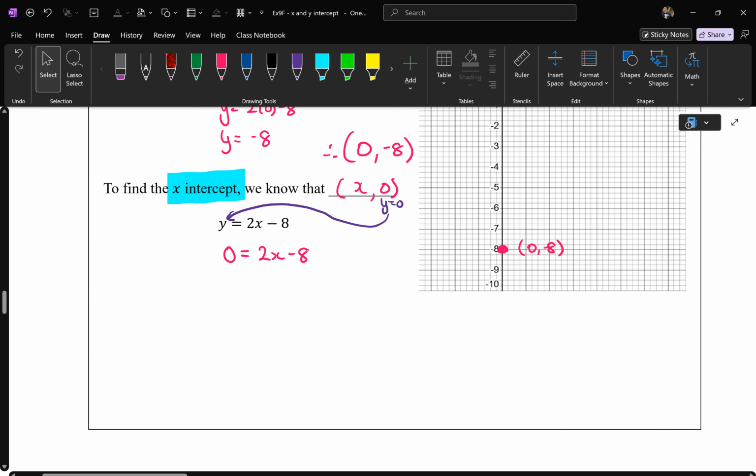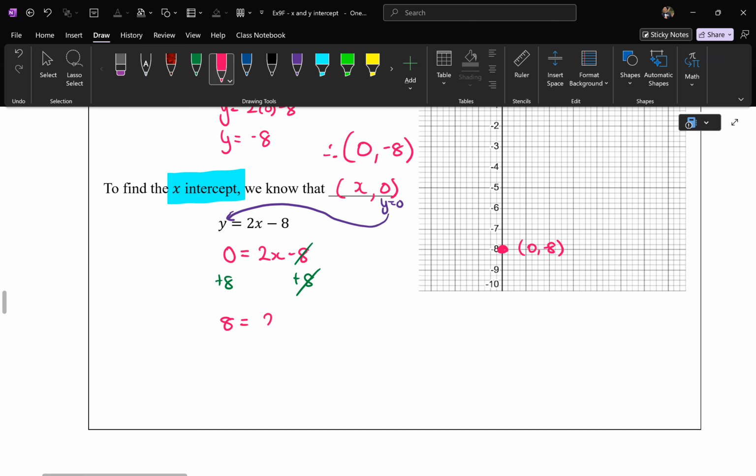Your job is to solve for x. So here we say add 8 on both sides. Negative 8 plus 8 cancels out. 8 is equal to 2 times x, but we don't want 2 times x. We just want x. So I'm going to divide both sides by 2. 2 divided by 2 cancels out. And 8 divided by 2 is 4. What does this mean? This means when x is 4, the y coordinate is 0.